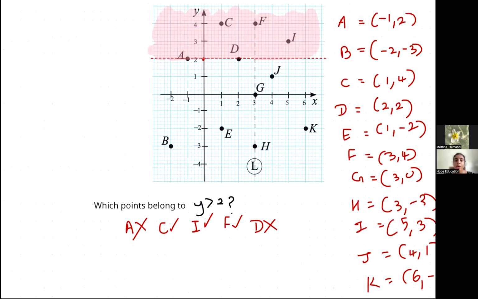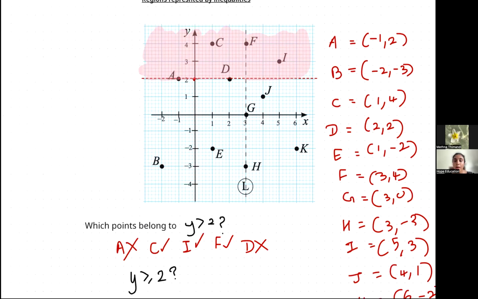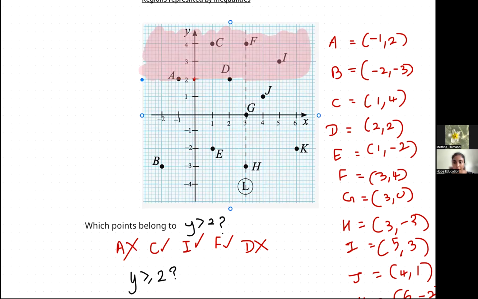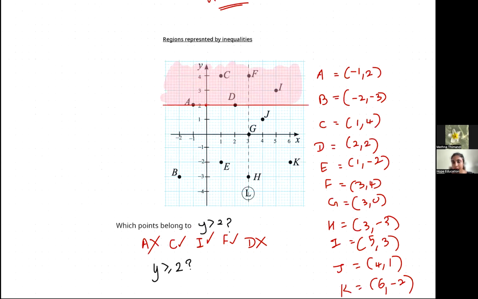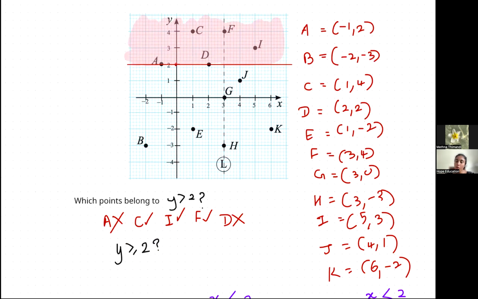Then if I say which points belong to y is greater than or equal to 2, you know it is not a dotted line, now the proper line comes, like this. Now tell me which points belong to this region. A, B, C, F, and I. Yes, very good, right?